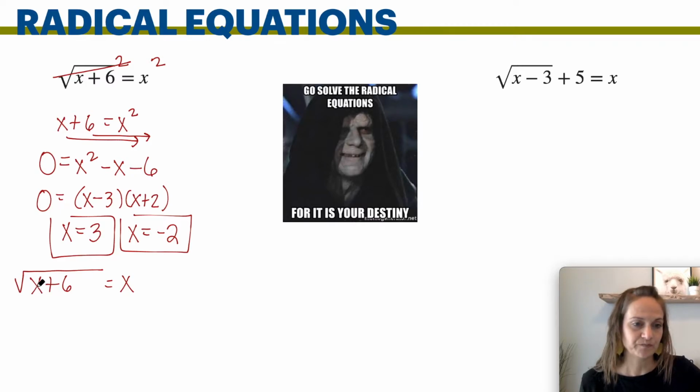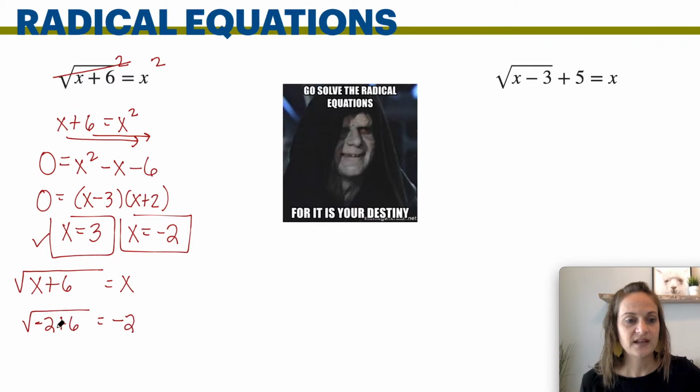If I plug in 3, I'll get the square root of 9 equals 3. And the square root of 9 is 3. So it worked. Yay! That one worked. If I plug in negative 2, negative 2 plus 6 is 4. The square root of 4 is not negative 2. The square root of 4 is 2. So therefore, this does not work. The square root does not give you a negative number. So this did not work. Only x equals 3 worked.